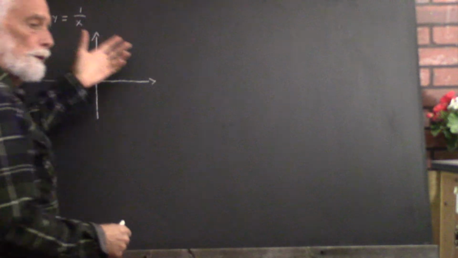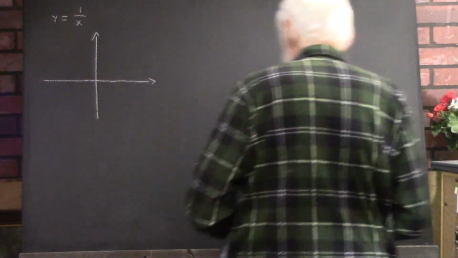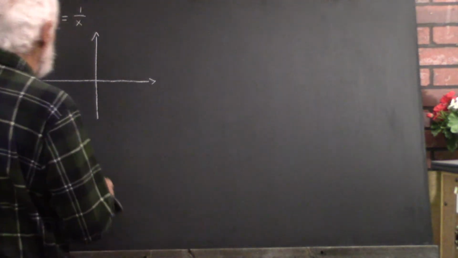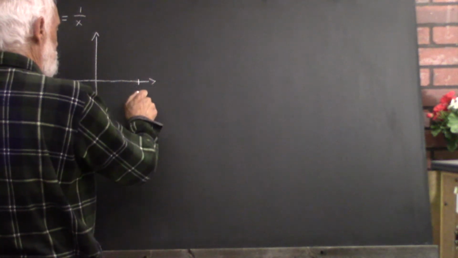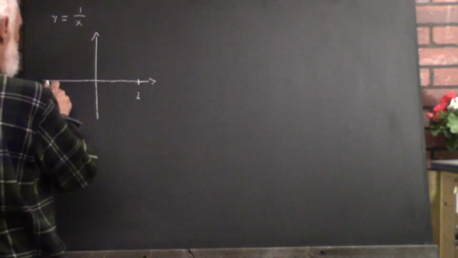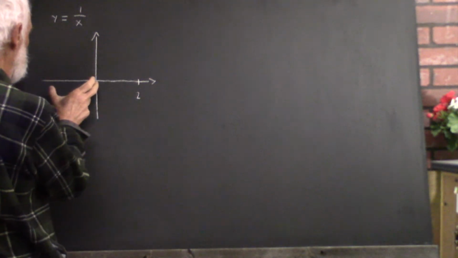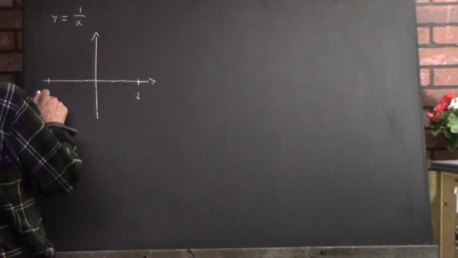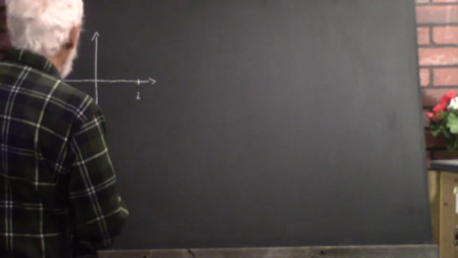Going to construct a graph of y equals 1 over x. We start by marking off the x and the y axes. We're going to put 2 out here, and we're going to put -2 here. And I'm going to be kind of careful because I tend to distort things because of the angle at which I'm looking at the board. Okay, so there we have that.